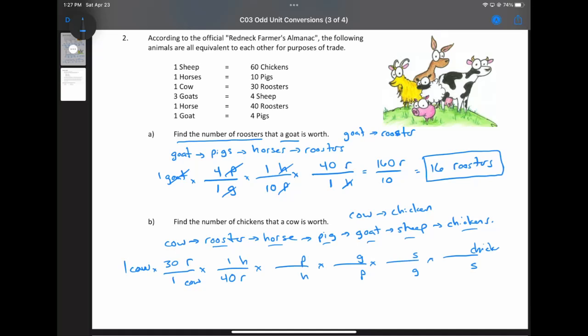Pigs and horses. 10 pigs is a horse. 1 goat is 4 pigs. Sheep and goats. Where is that on the list? 4 sheep is 3 goats. So there's an example where the top and the bottom are both not equal to 1. Happens from time to time. And then finally we have a sheep and 30 chickens are the same.